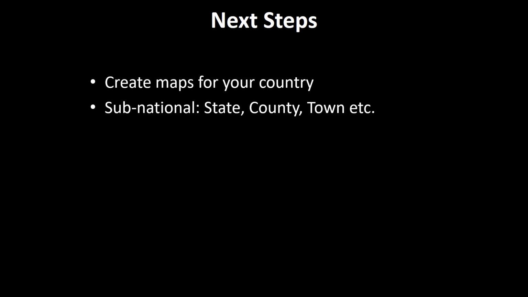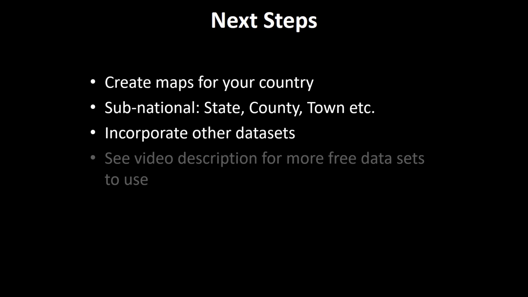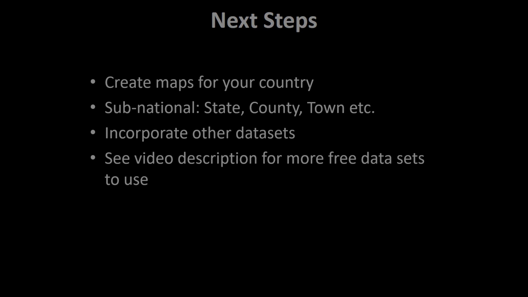Start creating maps at the subnational level. Using the United States as an example, create coronavirus case maps at the state level, the county level, the town level. This could become very important given the projection in the number of cases that are expected to rise over the next year. Incorporate other data sets. Show how the virus is in relation to the locations of hospitals, schools, vulnerable populations. Contact me directly if you have any questions on ideas on how to make maps that incorporate other data sets. And like I've said, see the video description below to find more free data sets you can use.